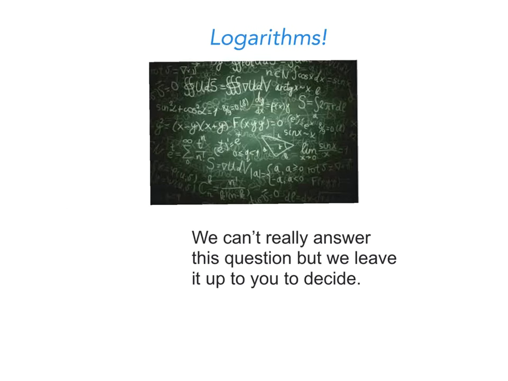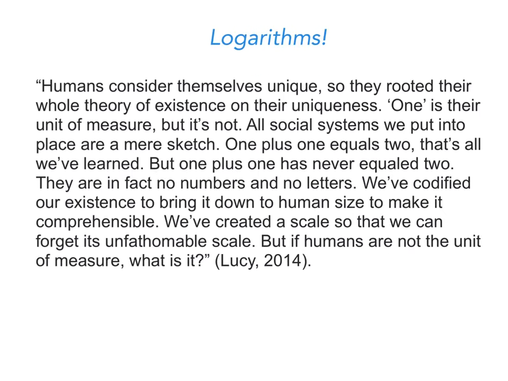Just remember this. Humans consider themselves unique, so they rooted their whole theory of existence on their uniqueness. One is their unit of measure, but it's not. All social systems we put into place are a mere sketch. 1 plus 1 equals 2. That's all we have learned. But 1 plus 1 has never equaled 2. There are in fact no numbers and no letters. We have codified our existence to bring it down to human size to make it comprehensible. We have created a scale so that we can forget its unfathomable scale. But if humans are not the unit of measure, what is it? Lucy, 2014.